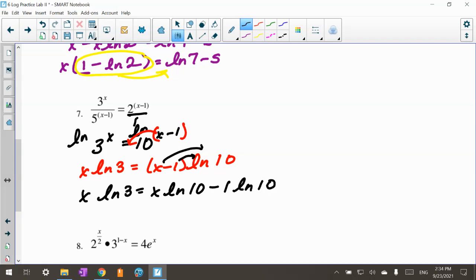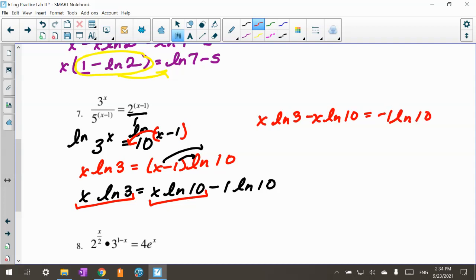Now, you don't really need the 1, but I'm just showing you that. This term has an x in it, this term has an x in it, and this one doesn't, so I kind of went to the left. Okay? So I have x natural log of 3 minus x natural log of 10 equals a negative 1 ln 10, or just a negative ln 10.